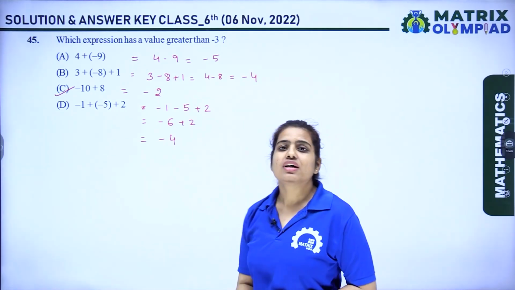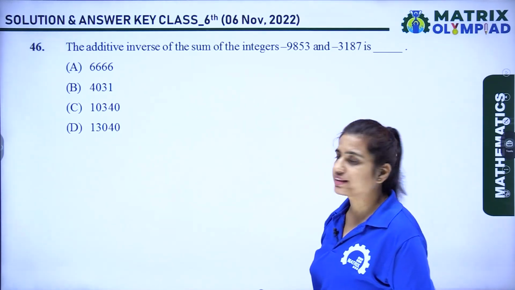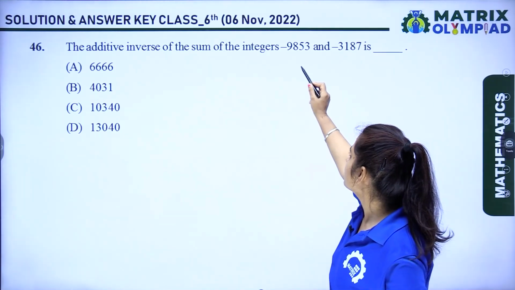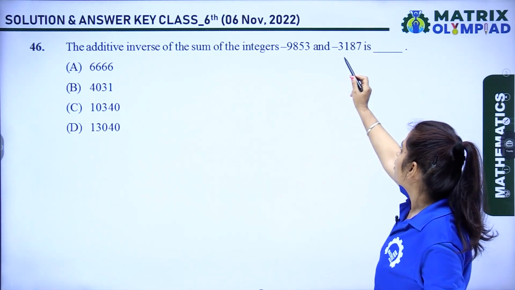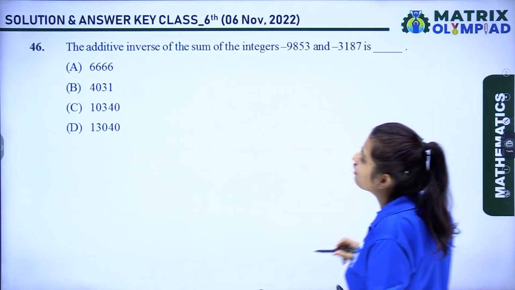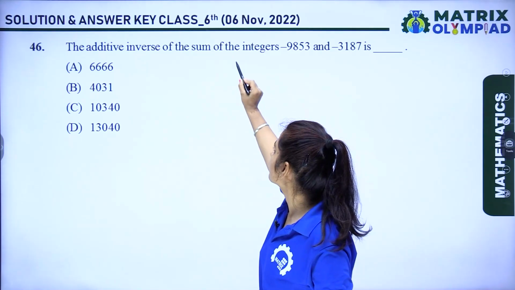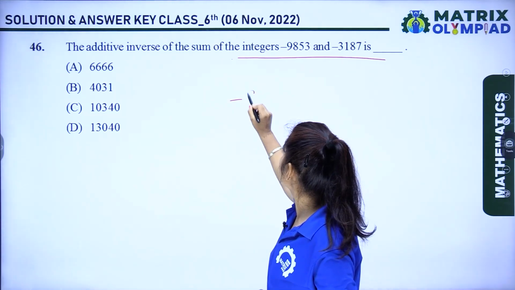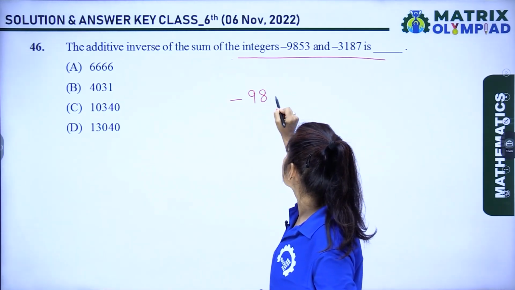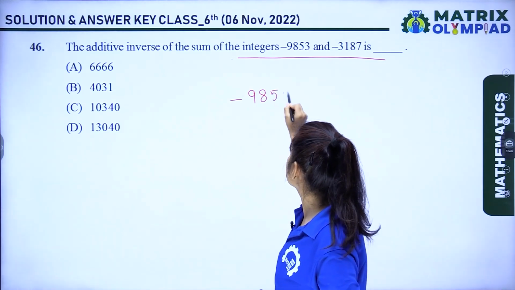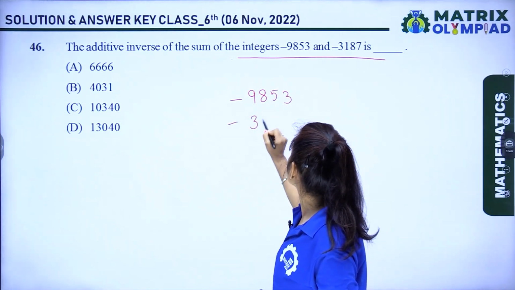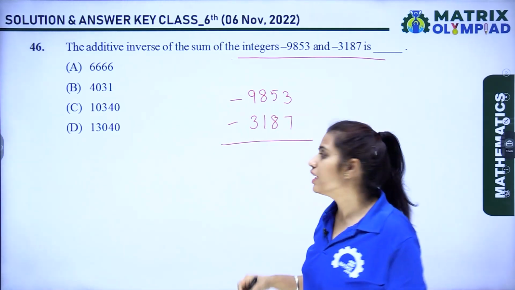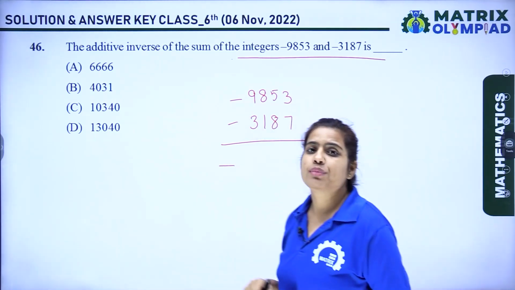Now let's begin with the next question, question number 46. The additive inverse of the sum of the integers -9,853 and -3,187 is. We have to find the additive inverse of the sum of the integers. Now let's find the sum of these two integers, -9,853 and -3,187. The negatives will combine, and the result will be negative.